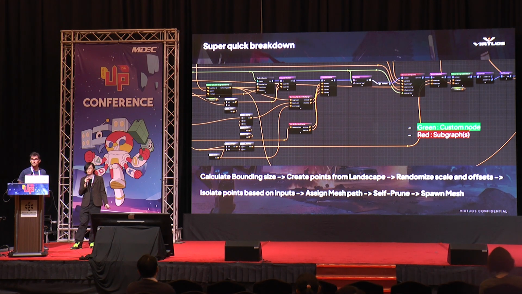There's also a custom node to help assign the static mesh path in Unreal, along with some extra attributes like normals and stuff. And then I do self-prune, that's to remove any intersection with each other. Finally, the points would be ready to use to spawn mesh.